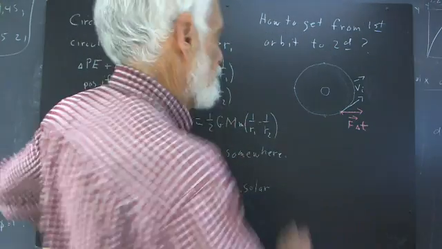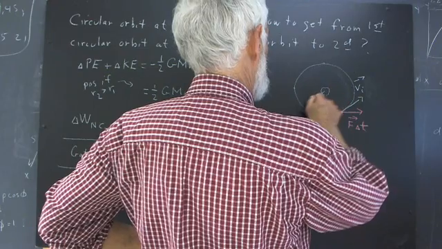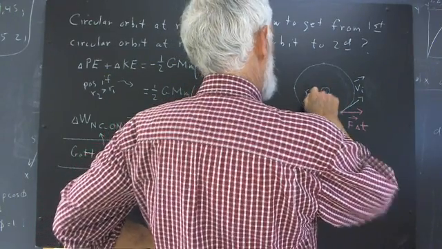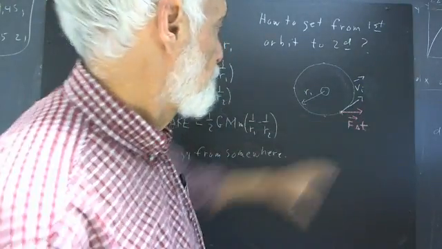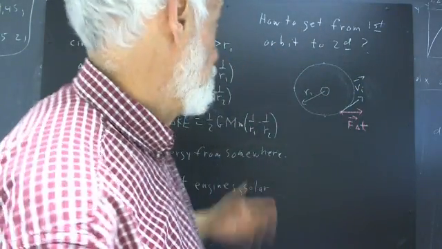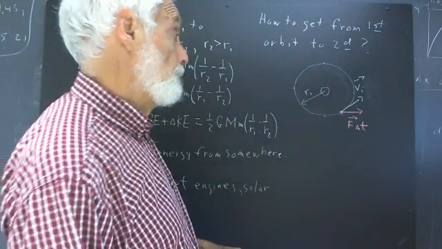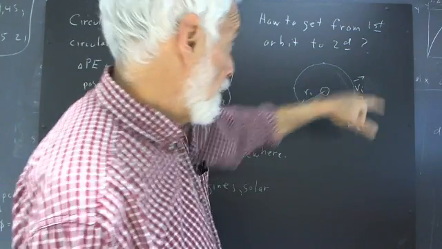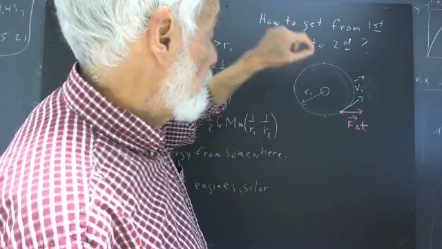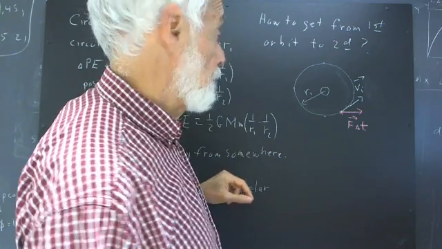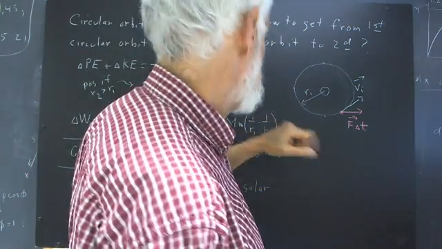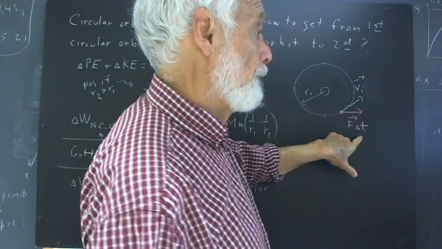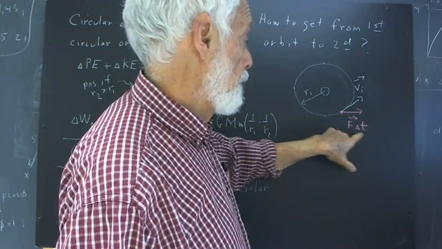Now, let's just say we're in our first orbit, so the radius of the orbit is r1, and we're going to get to an orbit at radius r2, somewhat greater than r1. I'm not going to draw the orbit right now, because what I want to do is just think about what happens if we deliver an impulse, F delta t.